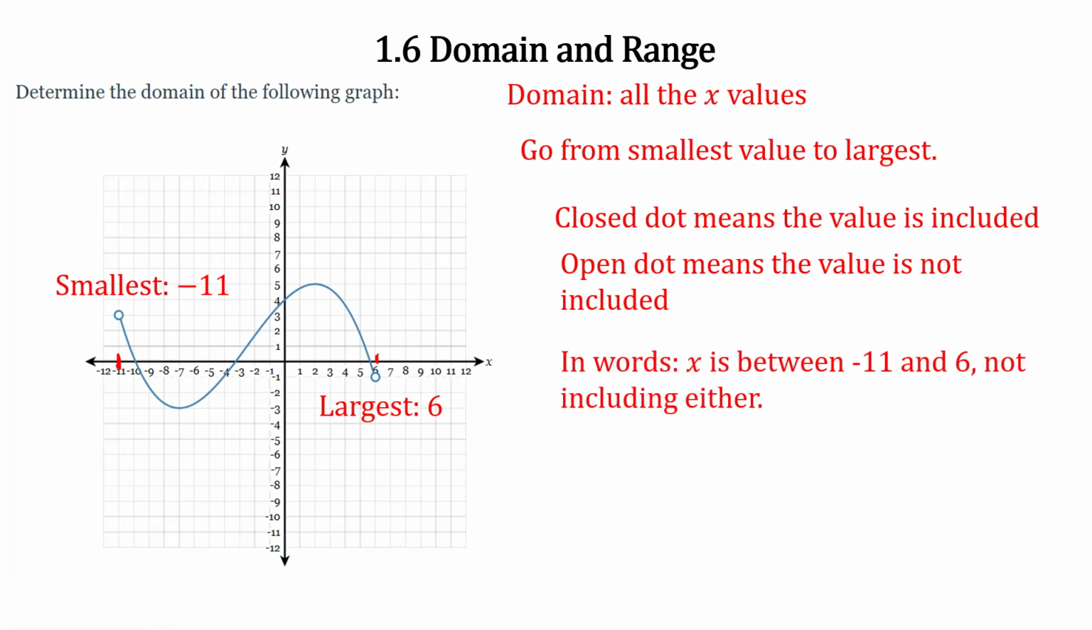So kind of think about it in words. x is between -11 and 6, not including either. So we've got -11 is less than x, which is less than 6. I see this as x is between -11 and 6. I mean, literally, that's where it's positioned. It's always going to be the less than symbols, because we're going from least to greatest. We don't use the equal to because we have open dots, so it's less than, but not equal to.